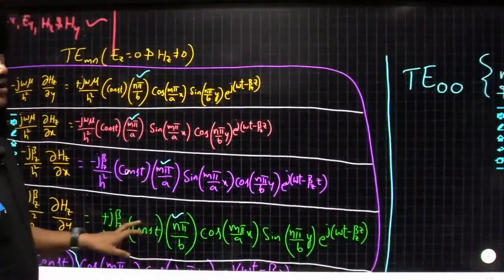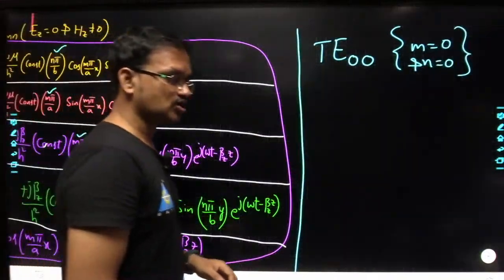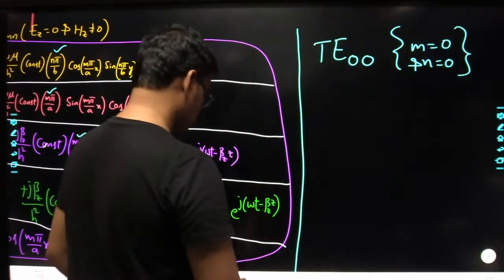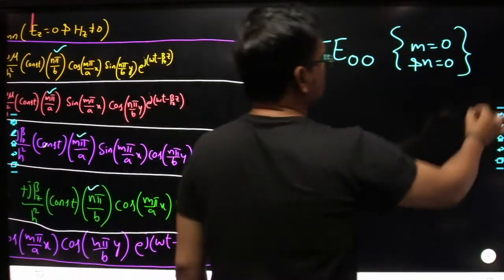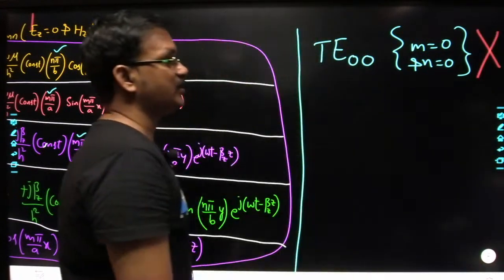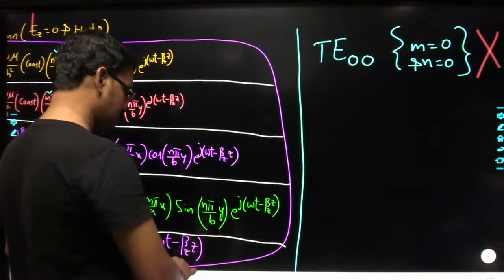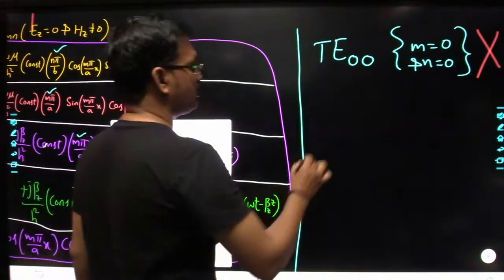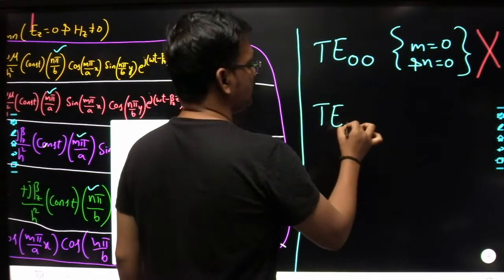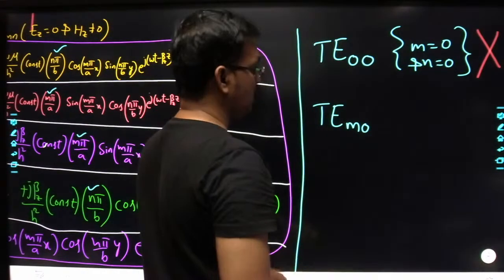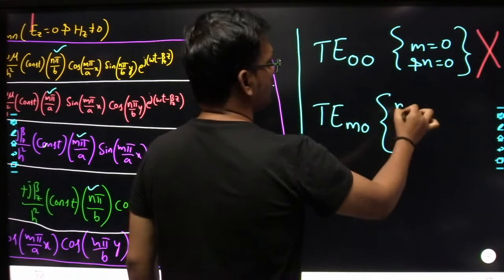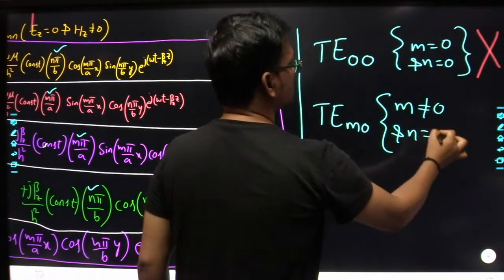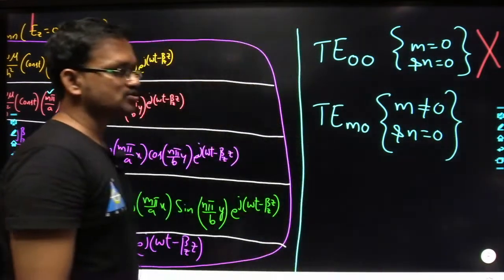So which means this TE00 mode is not at all possible. This mode is not at all possible in case of a rectangular waveguide, right? Okay, so next we will check for the TEm0 mode. That means here I am considering m not equal to 0 and n equal to 0. So let us check whether these modes are possible or not.